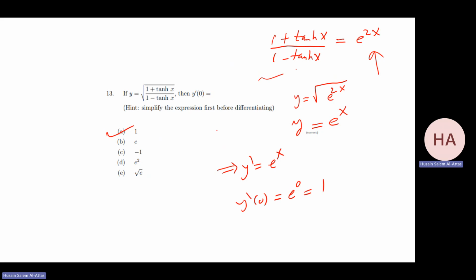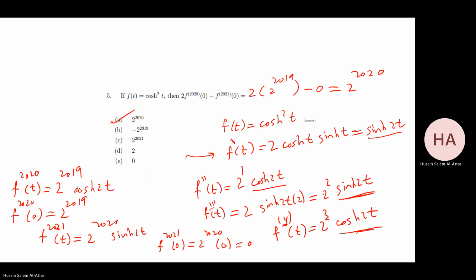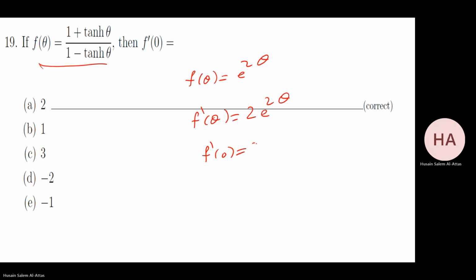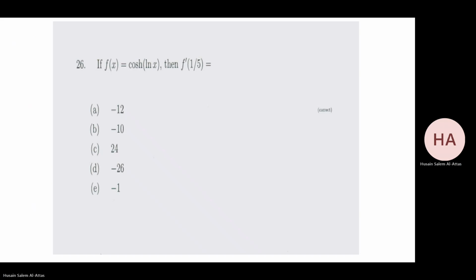Yeah, we said this is e to the power 2x, so I don't need to do it again. f of theta will be e to the power 2 theta. What will be f prime at theta? It will be 2e^(2 theta). What is f prime at 0? That will be 2 e to the power 0, which is 2. So this is the answer.